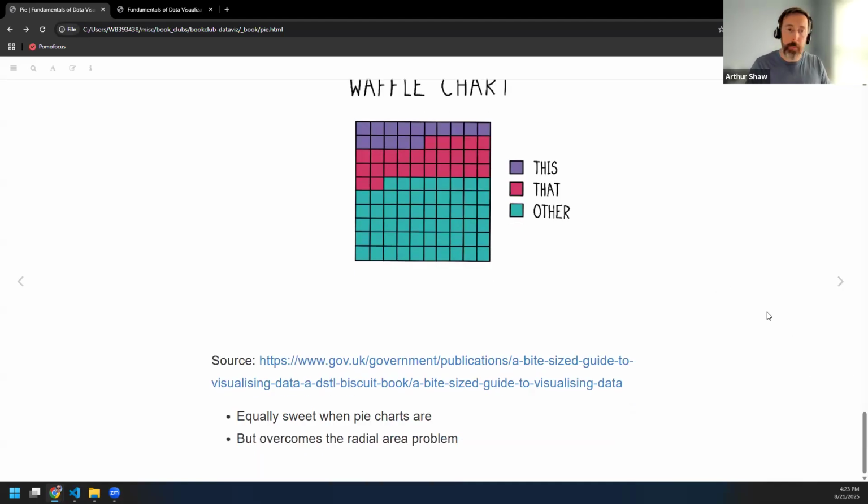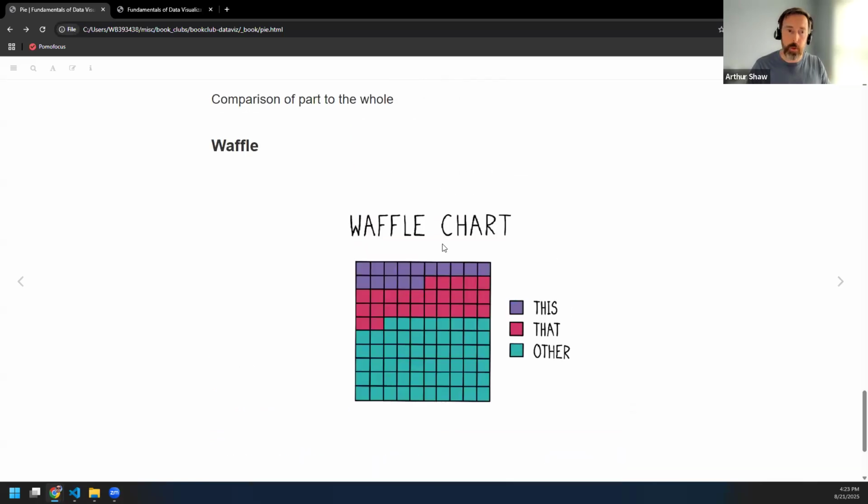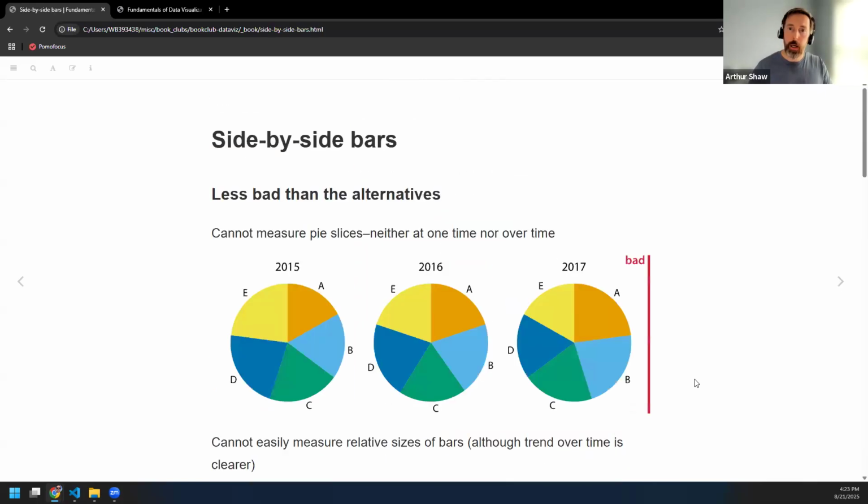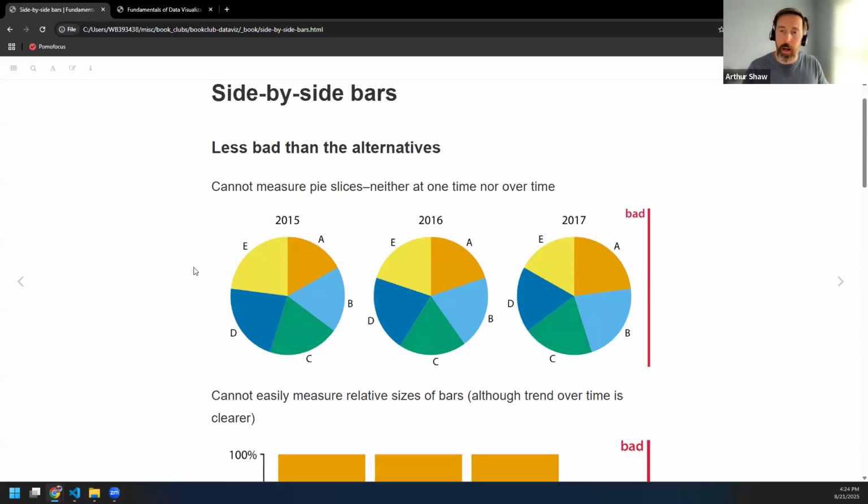So this is pie charts, and then my waffle chart edition. The next bit was, okay, one strategy of dealing with simple proportions is pie charts. Another the author puts forward is side-by-side bar charts. The way I read it in the exposition of the chapter is that it's not necessarily a good strategy, it's less bad than the alternatives in this particular case.